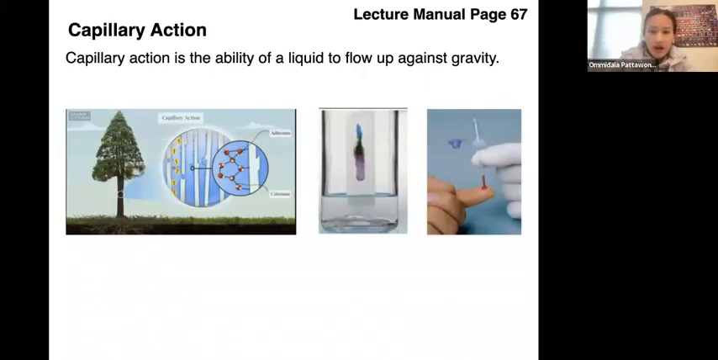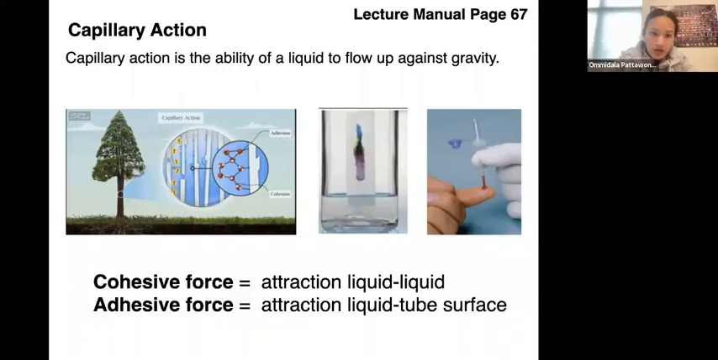Capillary action is the ability of liquid to flow up against gravity, which is what we observe in water uptake for plants, right? And also you are going to do chromatography later on in this term as well. And also, like with the capillary tube when you draw blood. All of these are part of capillary action. Pretty much it relies on two types of forces. One is cohesive, the other one is adhesive.